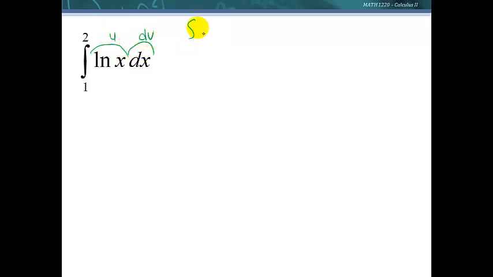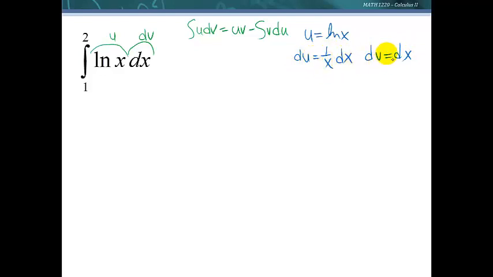Now remember, our formula was the integral of u dv equals uv minus the integral of v du. That's what I memorize. That's not in definite integral form, but we can easily put limits of integration in there if we need to. Okay, so our u was natural log of x and our dv was dx. So what is du? Derivative of natural log of x, 1 over x, dx. And what was our v? If our dv was dx, then our v must have been x. So now that we've identified our pieces, we can go ahead and apply the formula.